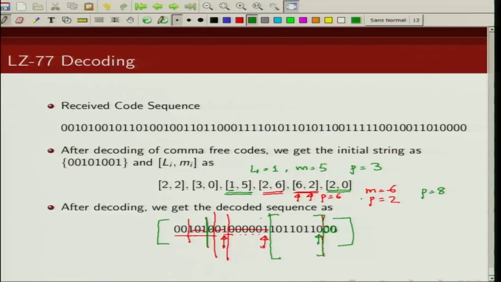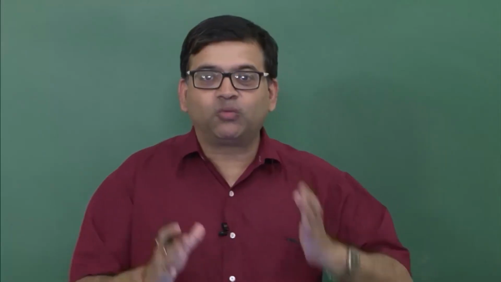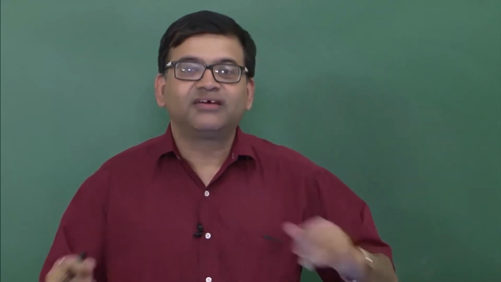So this is how you can see it's a sliding window version, where the dictionary is sliding over the bits that we're transmitting. With this we conclude our discussion on the Lempel-Ziv 77 algorithm, encoding and decoding. In the next class we will talk about the Lempel-Ziv-Welch algorithm. Thank you.